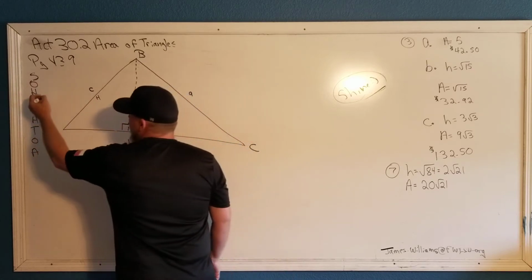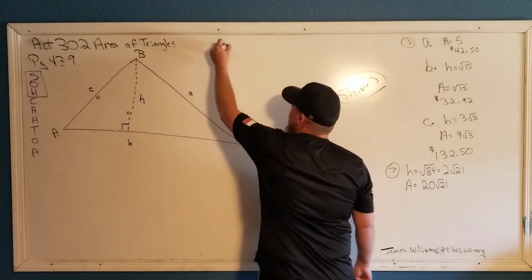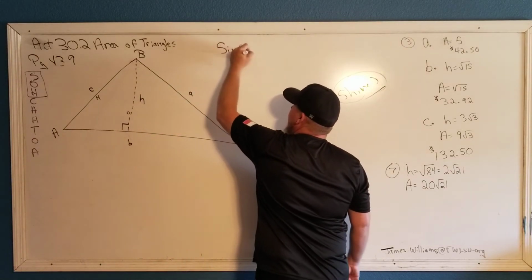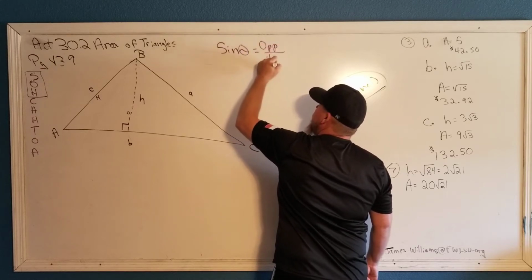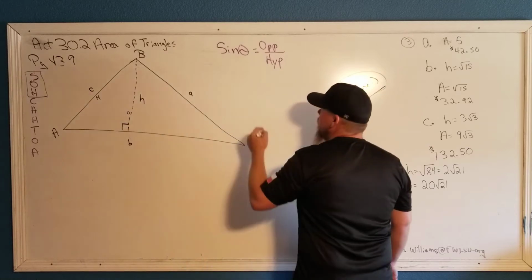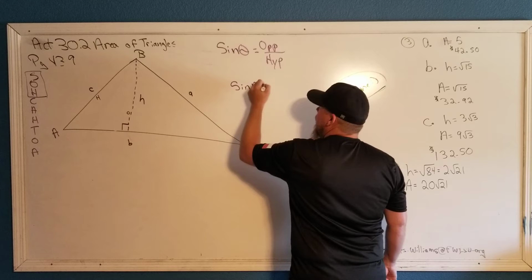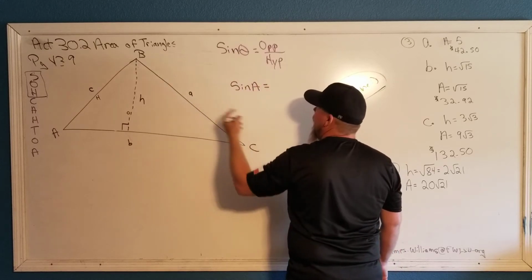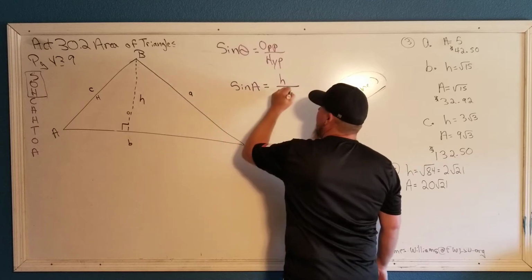And so I'm going to use this section of the acronym, the SOH, and that's because the definition of the sine of an angle is equal to the opposite leg divided by a hypotenuse, okay? And we're going to plug in what we have. Well, sine of what angle? We're going to say sine of angle A is going to be equal to the opposite, in our case, is going to be our height, and it's going to be divided by side length C.